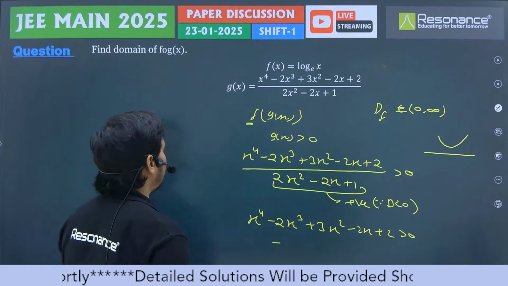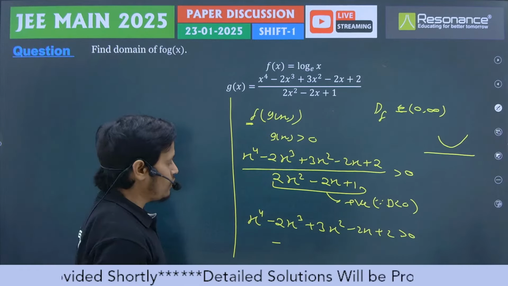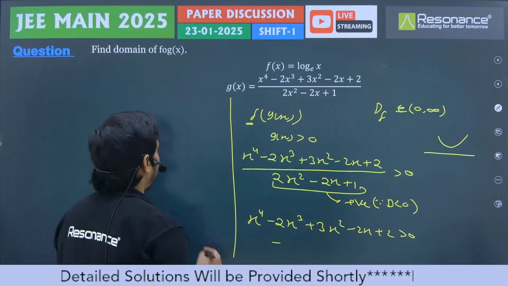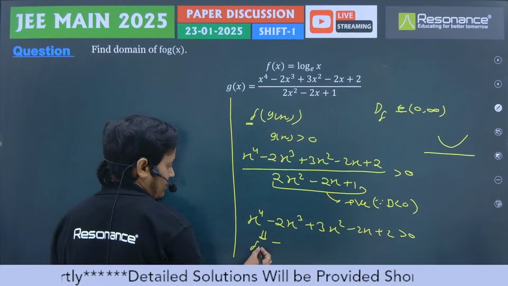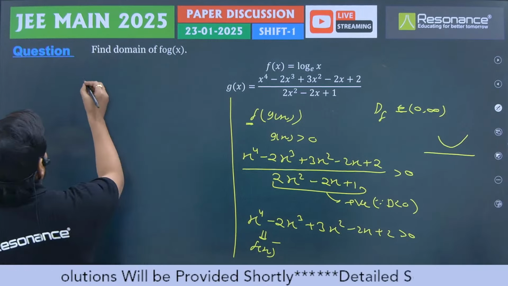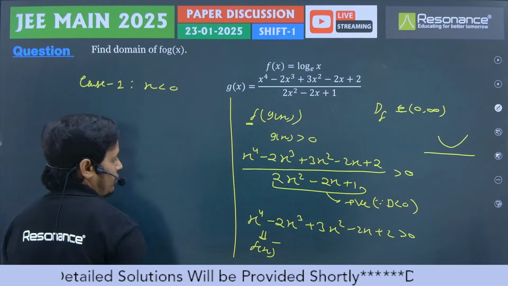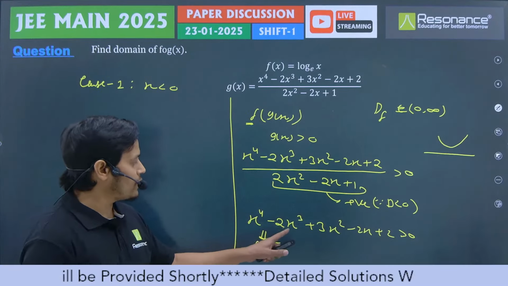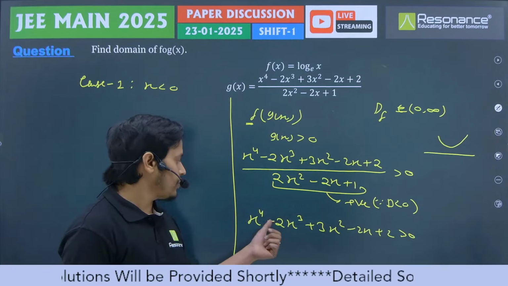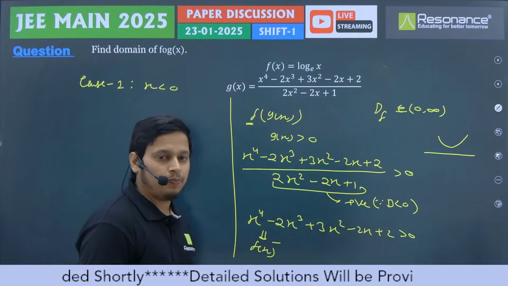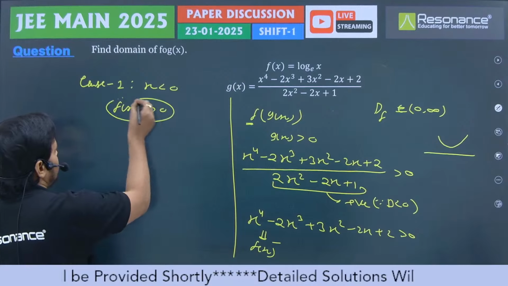For this expression, I am taking cases, because you will not directly get the factors. Suppose I consider this one as f(x). In case 1, if x is less than 0, then minus 2x cube will be positive, minus 2x is also positive, and the even powers are already positive. So in this case, f(x) is always greater than 0.